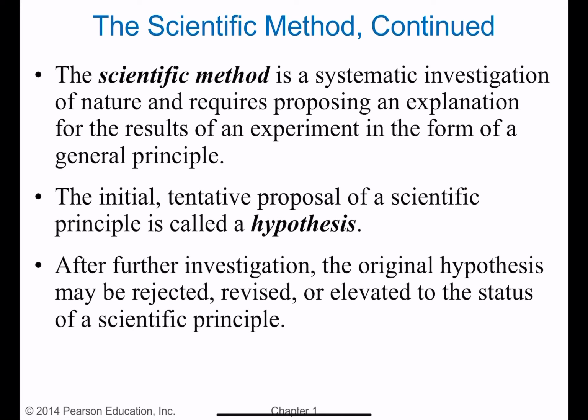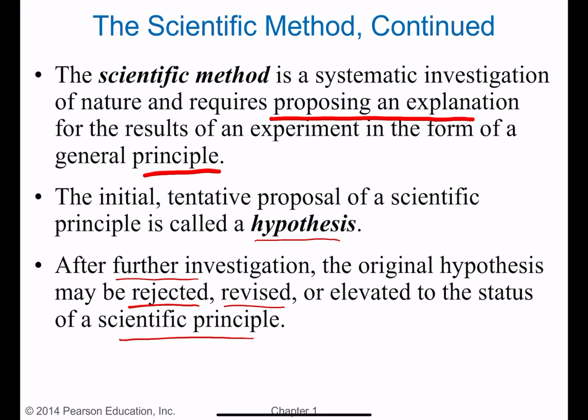The scientific method is a systematic investigation of nature that requires proposing an explanation for the results of an experiment in the form of a general principle. The initial tentative proposal we call a hypothesis, and then after further investigation, so further experimentation, we may reject the original hypothesis, revise it, or even accept it into a scientific principle. So this is the basic idea.